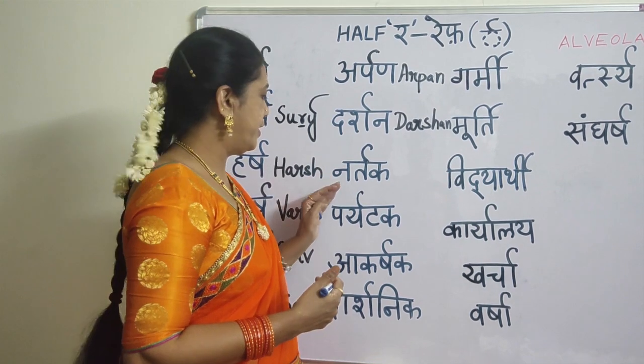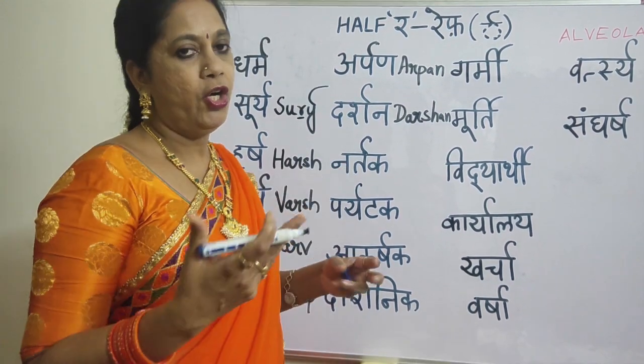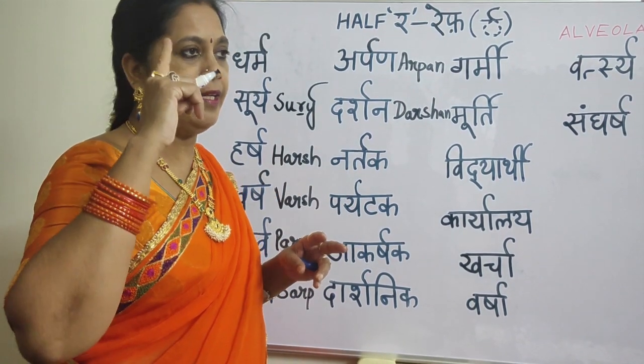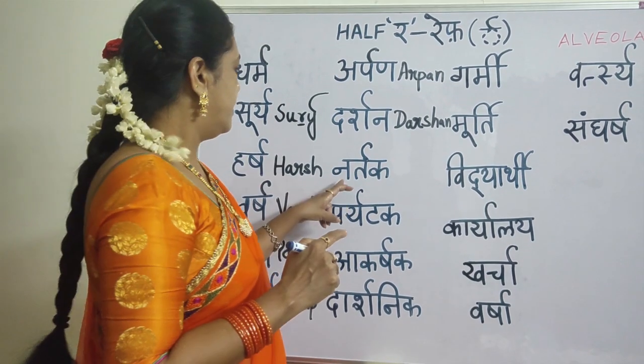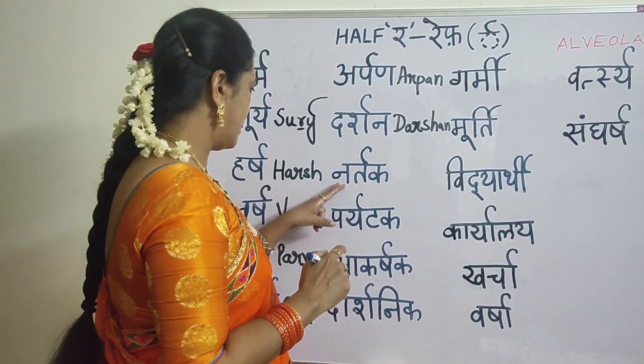The next one is na, ir, ta, ka. So it is nartak. Nritya, you read it in Ri Matra. Nartak. Nartak means the dancer.